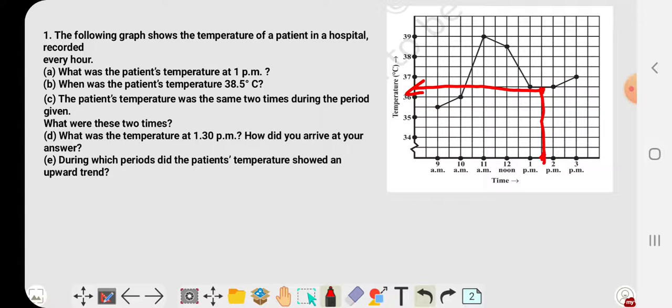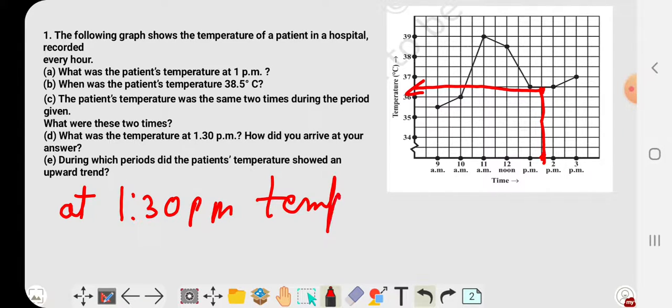It's 36.5 again. So at 1:30 p.m. the temperature was 36.5. As we know, from 1 to 2 the temperature was the same. So 1:30 comes between 1 and 2, half past one. So the temperature will be 36.5 degrees centigrade there.